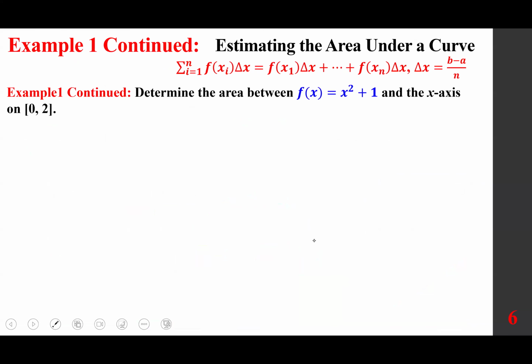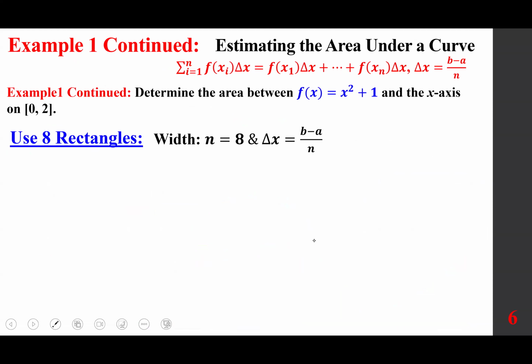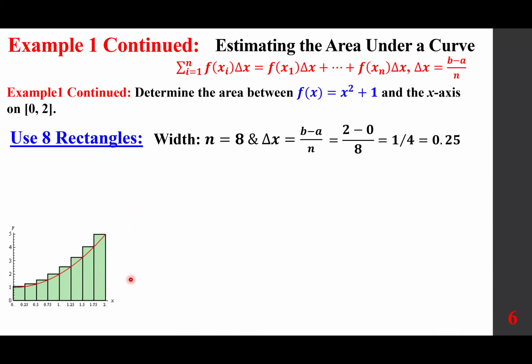Now we're going to repeat the question, and this time we're going to go with n equals 8, just for the sake of argument to see what happens. Having said that, when n is 8, your delta x, b minus a, 2 minus 0 divided by 8, becomes smaller, 1/4 or 0.25. So we can use the right endpoints, we can use the left endpoints. If we use the right endpoints, notice, if you look at the rectangles, clearly they show you a better approximation. So the width is 0.25 or 1/4.